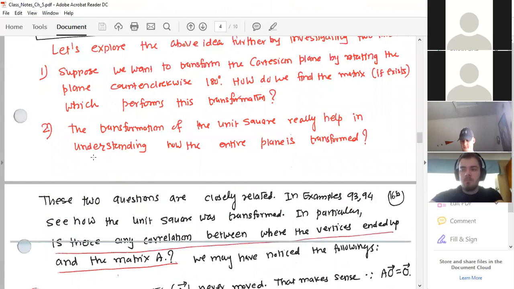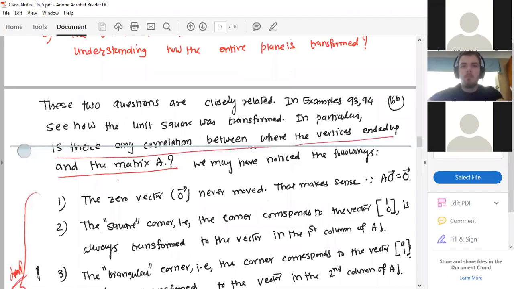Second one: does the transformation of a unit square really help in understanding how the entire plane is transformed? Okay, let's answer these two questions one by one. The answer is actually yes. These two questions are closely related.